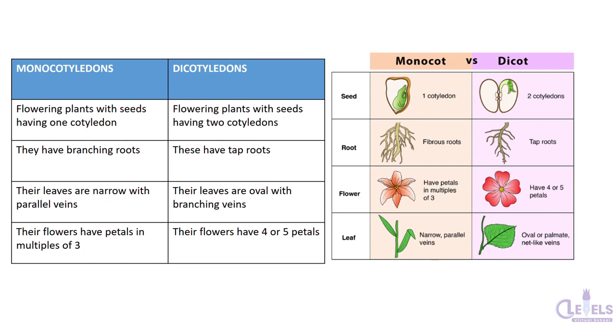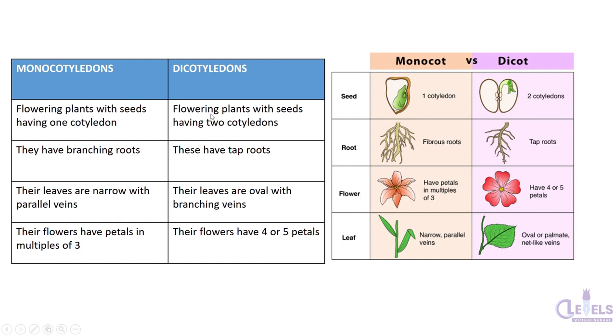Now, monocotyledons and dicotyledons are divided by the number of cotyledons they have. Mono means one, and the cotyledon is the part in the seed where the first leaf comes from. So you see the seed when it's planted underground, you know how the first leaf comes out of this seed? That part is the cotyledon. So monocotyledons are the flowering plants with seeds having one cotyledon.